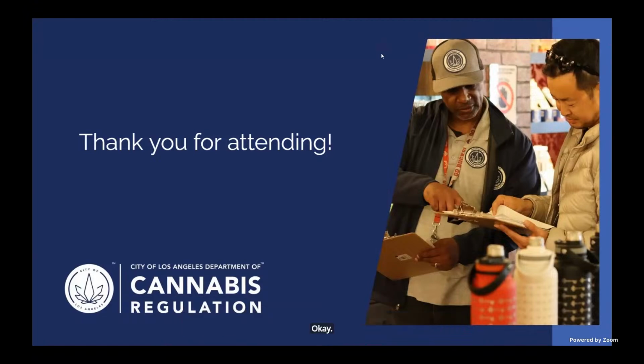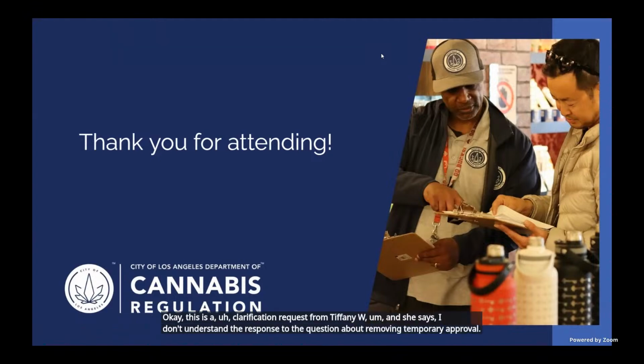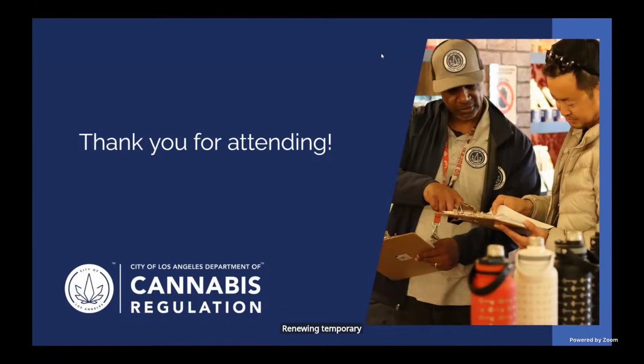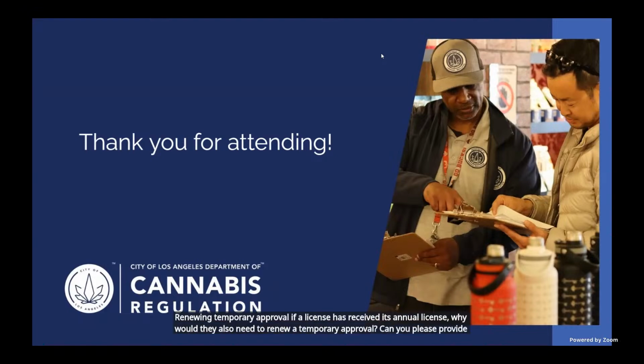Okay, this is a clarification request from Tiffany W. And she says, I don't understand the response to the question about removing temporary approval, renewing temporary approval. If a license has received its annual license, why would they also need to renew a temporary approval? Can you please provide some specific examples or do a screen share?